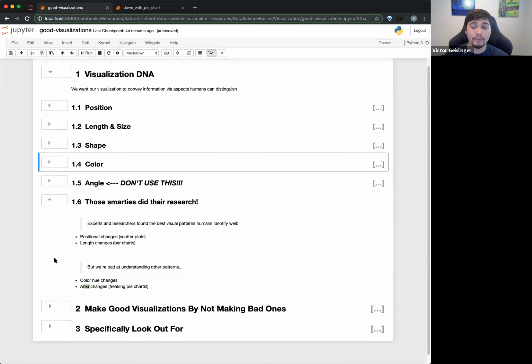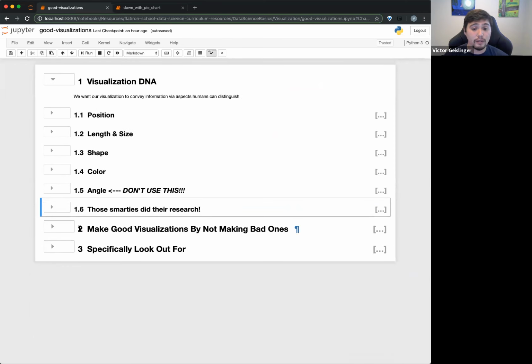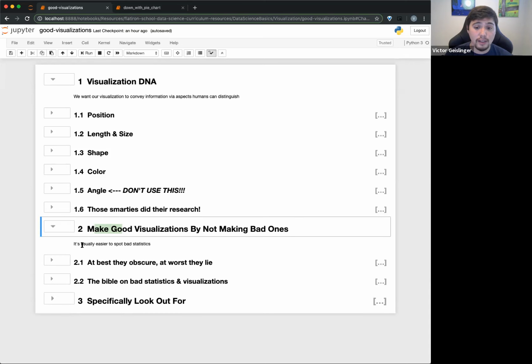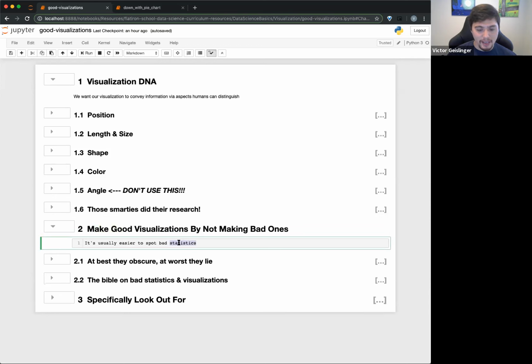Okay, so I kind of showed you a little bit of what the different DNA is. I have already started talking about what makes things bad. But one way we can talk about making good visualizations is to talk about what makes a bad visualization. It's easier to spot the bad stuff. I misspoke, it should just be visualizations, but when we see something bad, we're like, okay, just don't do this.